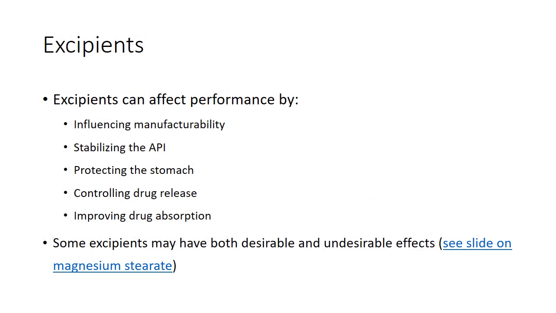So for the next few slides, we'll talk about how excipients can affect drug product performance. They can actually influence the manufacturability. Things like how well the powder flows, does the powder bind together, things like that. Just simply the way it's manufactured and how easy and how consistent that is. Stabilizing the active pharmaceutical ingredient. Sometimes excipients can do that.